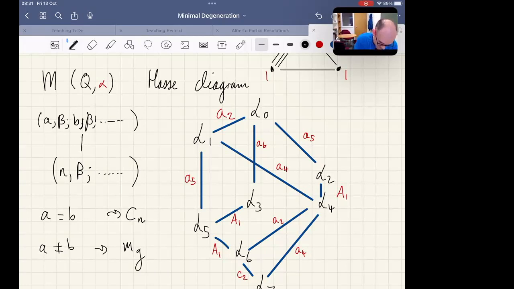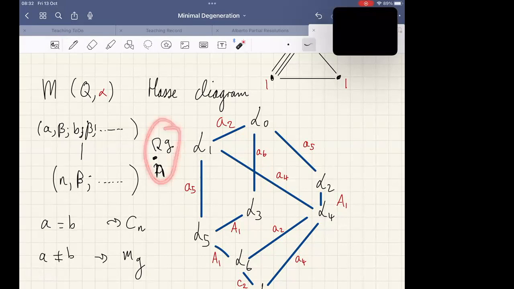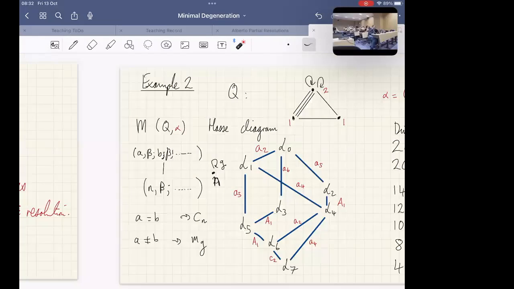Just to say that the most typical example of this splitting is if you take a single vertex, put a dimension vector n there, and say g loops. Then the minimal degenerations from 0 in this example would all look like these type Cn or Mg. So that's the sort of typical example of this behavior.